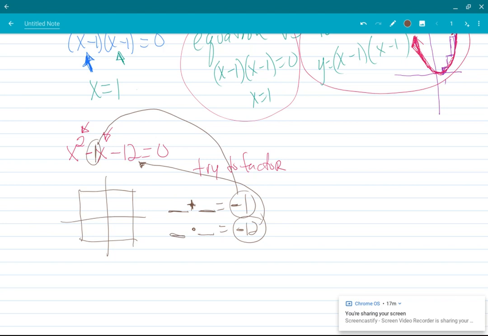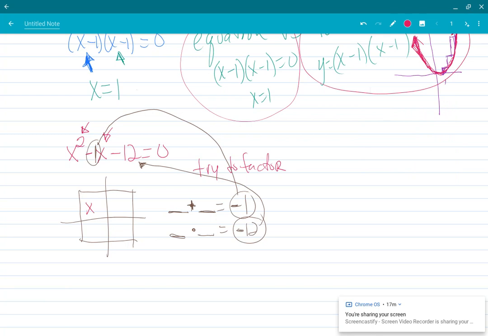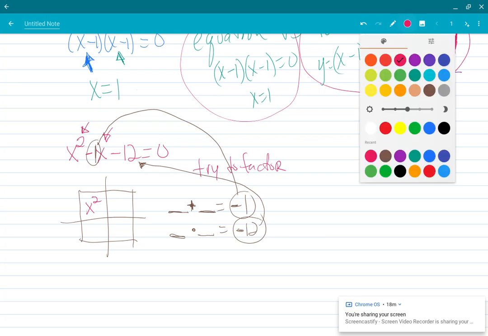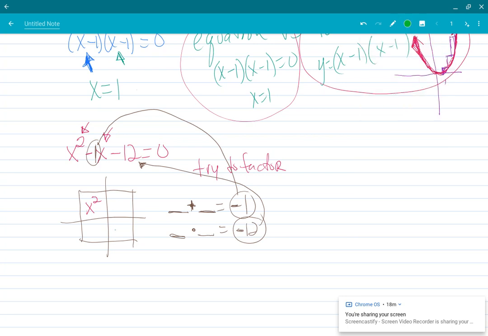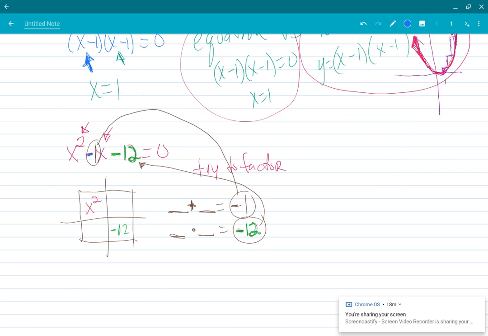All right, guys, so thinking time. What two numbers multiply to -12 and at the same time add up to -1? Okay, so I'm going to put this -12 here. The -12 is going to be green. So what two numbers multiply to -12 and at the same time add up to -1?